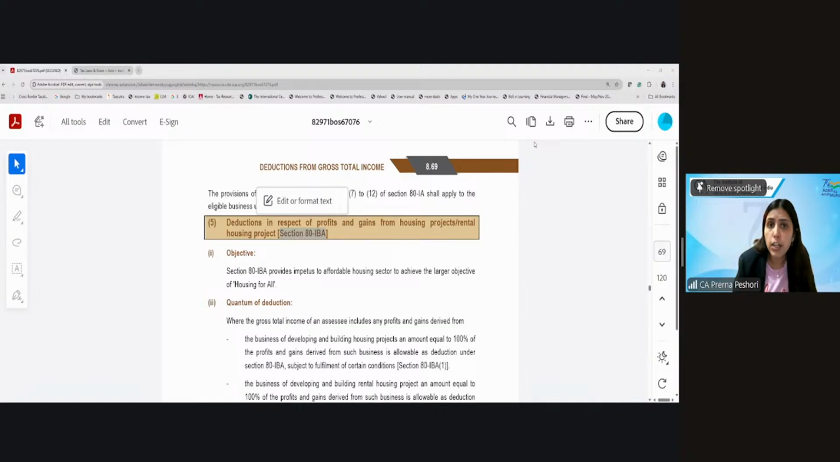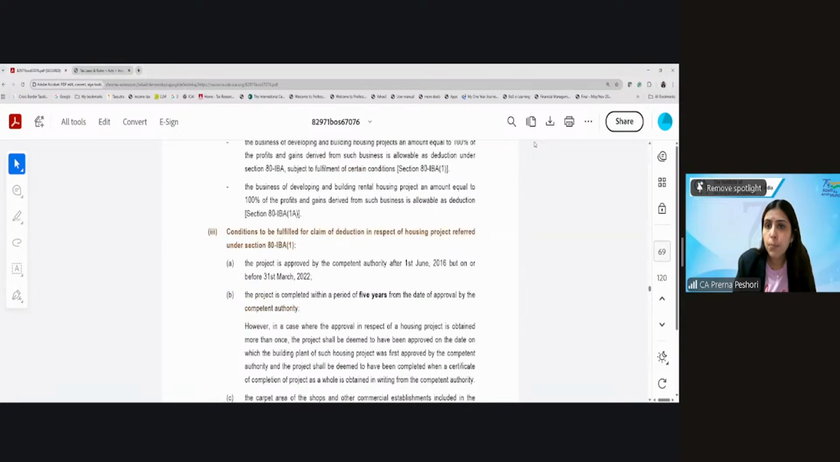Right? So this is only for the businesses who are into the development of housing. However, the project has to be approved between 1st June 2016 and 31st March 2022. The housing project is not eligible after that. And the project has to be completed by the builder within 5 years from the date of approval. Are we clear?